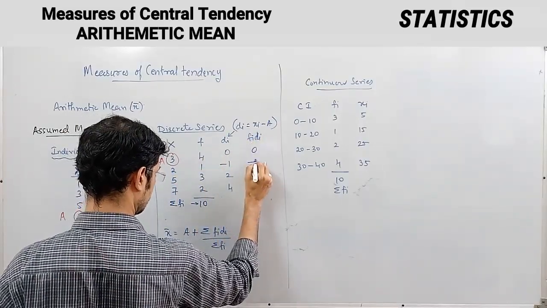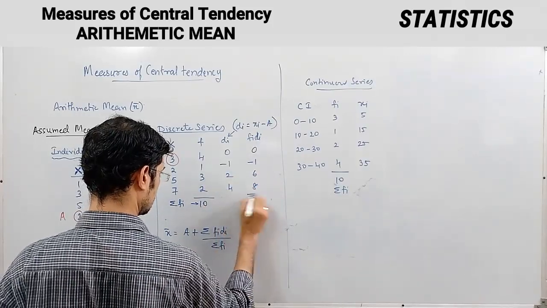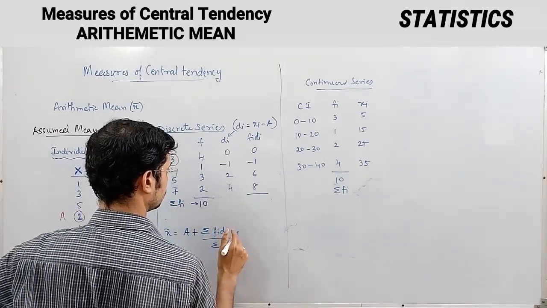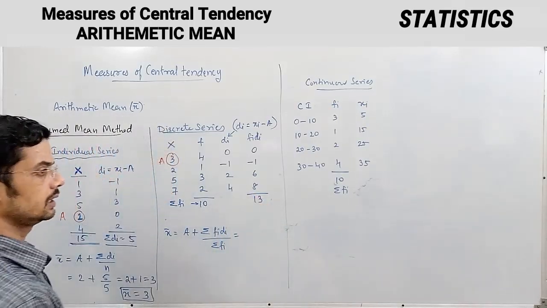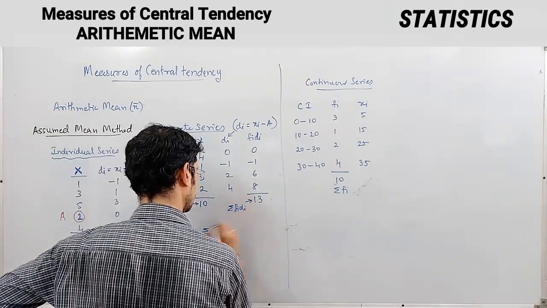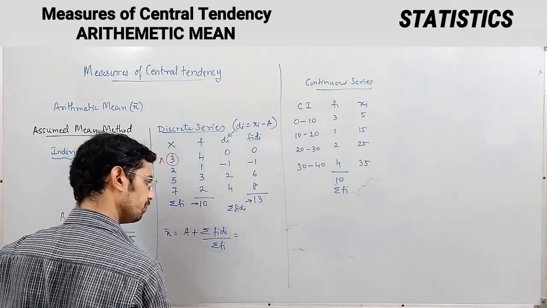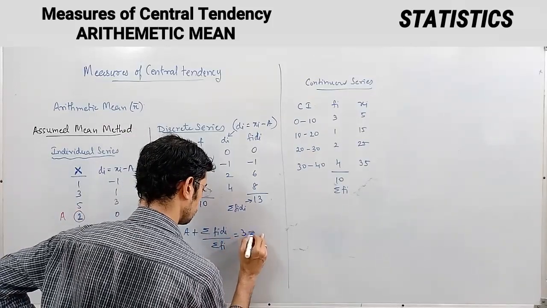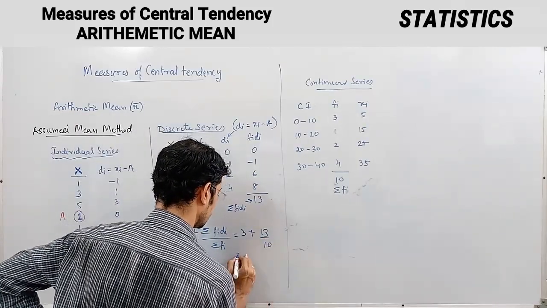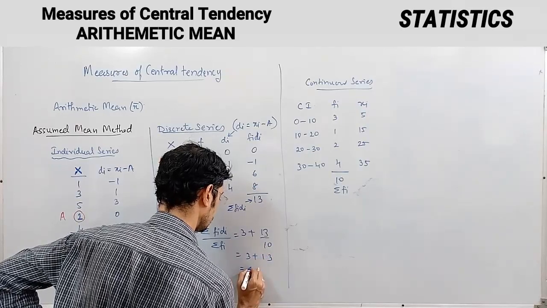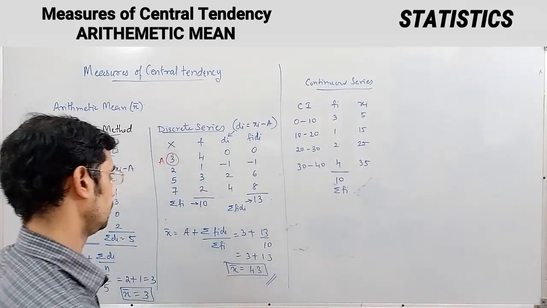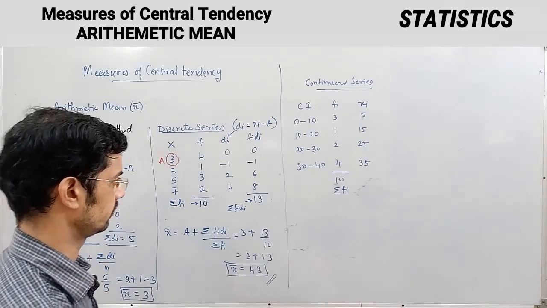Now how to find this? 0, 0, 1 times minus 1 is minus 1, 3 twos are 6, 4 twos are 8. Now we need to add them all. What is the sum? 8 minus 1 is equal to 13. I am getting 13 as the sum of fi into di. Let me put all the values here to find the mean. A is 3 plus sigma fi di, which is 13, and sigma fi is 10. So this is 3 plus 1.3, that is equal to 4.3. So x bar equal to 4.3. So we have found the mean. You can observe that it is the same value as the previous one.